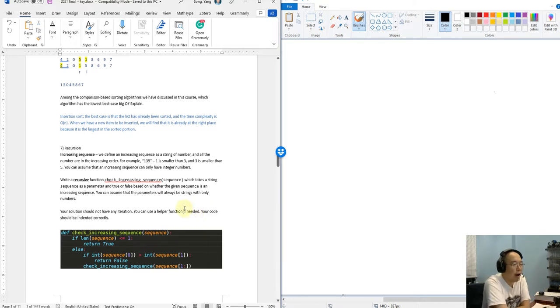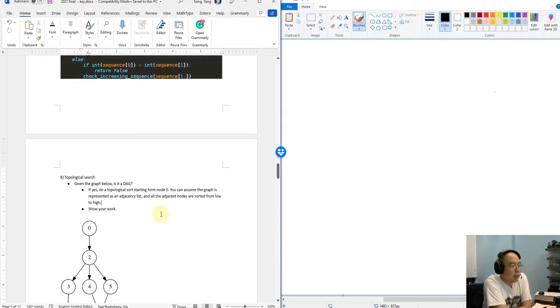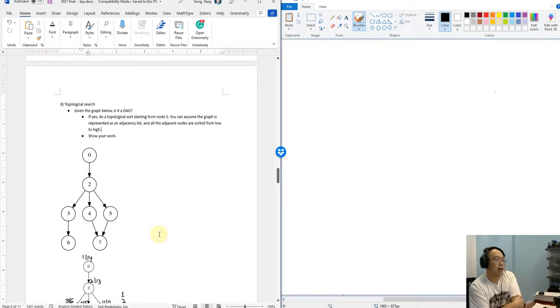So this is my recursive solution. So the next one, topological search. Given the graph is a DAG, how do we check if it is a DAG? Is this directed? That is the D, right? And it is, yes. Do we have any circles? Following the directions of all the edges, can we go around a circle and come back to where we are? The answer is no.